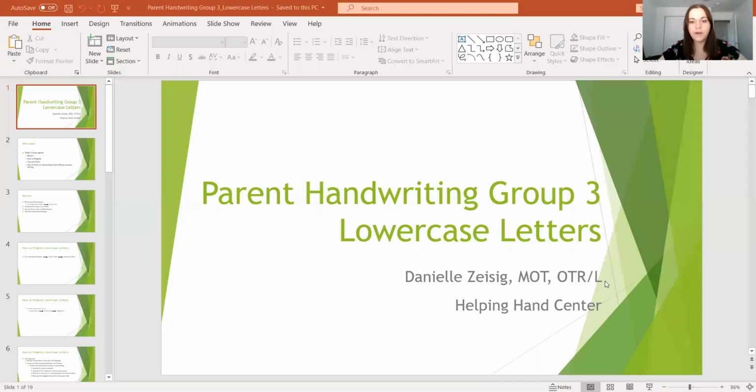So let me just share my PowerPoint here. So we've been going over various handwriting development. We've been going over the progression of letters, and this group is basically structured to help parents teach their children the basics of handwriting at home. So it's just giving you the fundamentals. So today's main focus is lowercase letters.